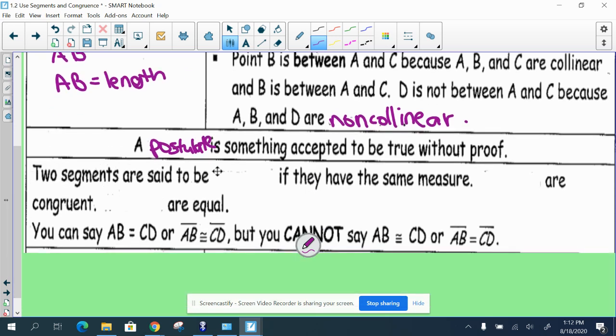And then 2 segments are said to be congruent. This is probably a word familiar to you. Congruent means that they have the same measure, or remember, measure also means length, so the same length. So this is very important. Here we say that segments are congruent, and measures are equal.